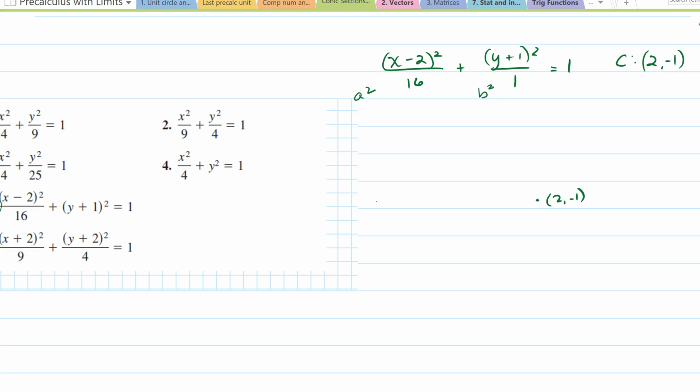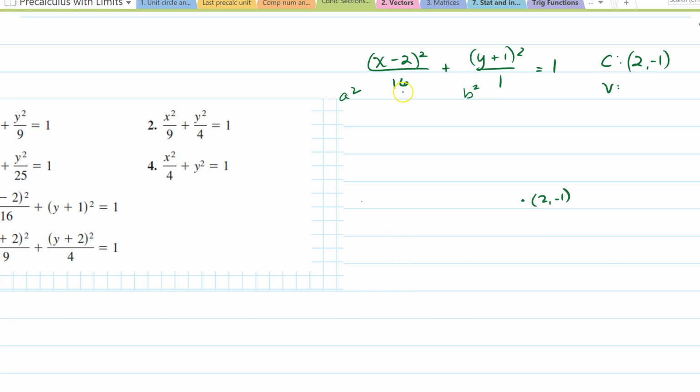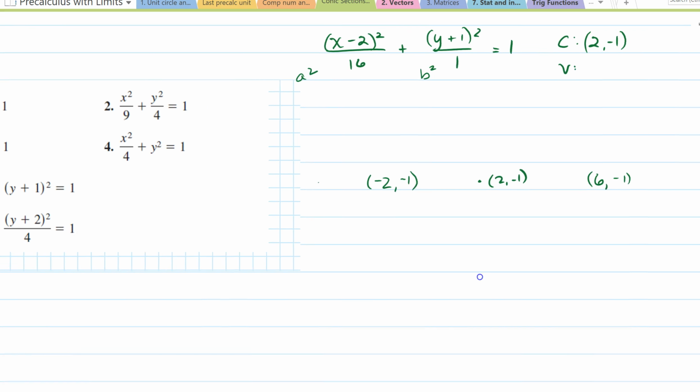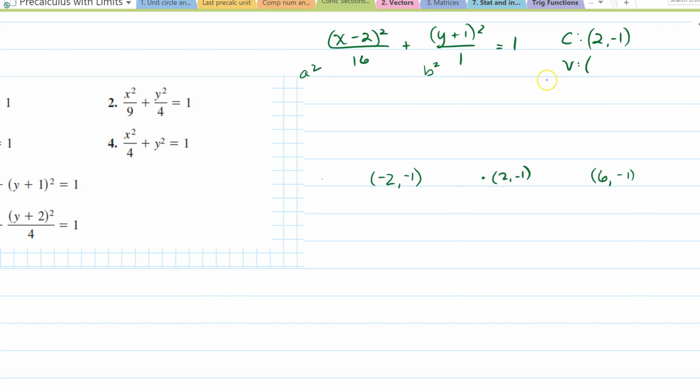So let's start with finding the vertices, which are the endpoints of the major axis. It's going to go 4 in each direction. So from (2, -1), if I go left 4, 2 minus 4 is -2, and the y value is still -1. And to go 4 in the right direction would be (6, -1). So there are my vertices, and I can write this down.